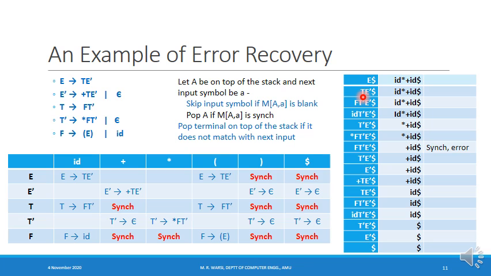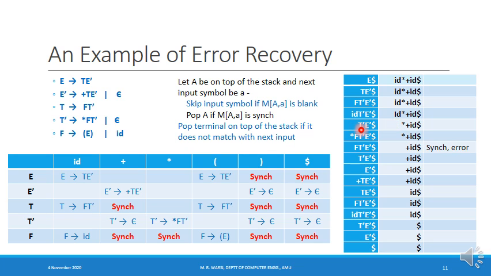We consult now the parsing table for T comma identifier. T comma identifier contains this production, so capital T will be expanded with FT dash. So capital T has been expanded with FT dash. I consult the parsing table for F comma identifier. It contains this production, so capital F has been expanded with identifier. Now the topmost stack symbol is a terminal symbol and it is matching with the next input symbol. So this will be popped off from the stack and it will be eliminated from the input buffer.